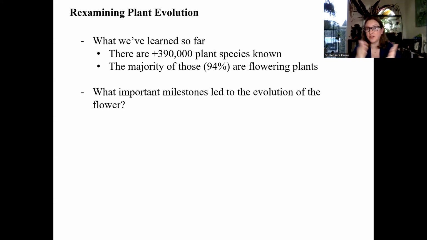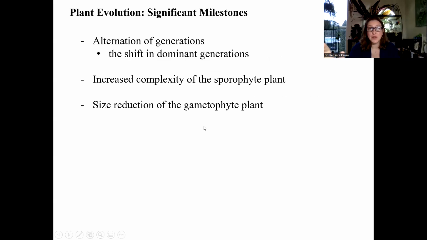Yeah, so the majority of plants are flowering plants, so that must be a good strategy, right? But there had to be steps. Obviously, we've talked about a bunch of plants so far. None of them have flowers. None of them even make seeds yet. So there must have been evolutionary steps or milestones that led to this whole concept of having a flower. And one of these key milestones in leading to having a flower is this shift in dominant generations.